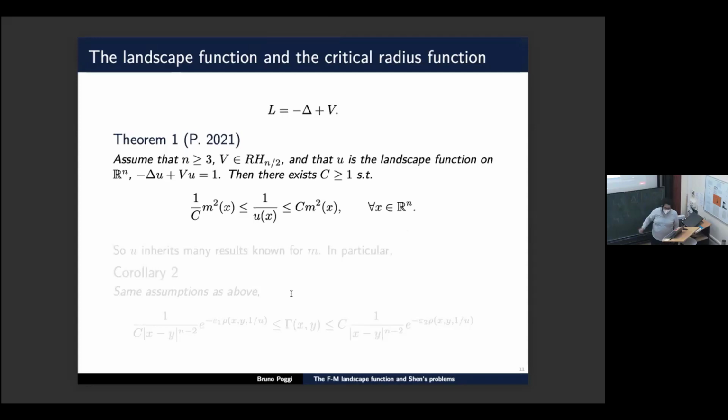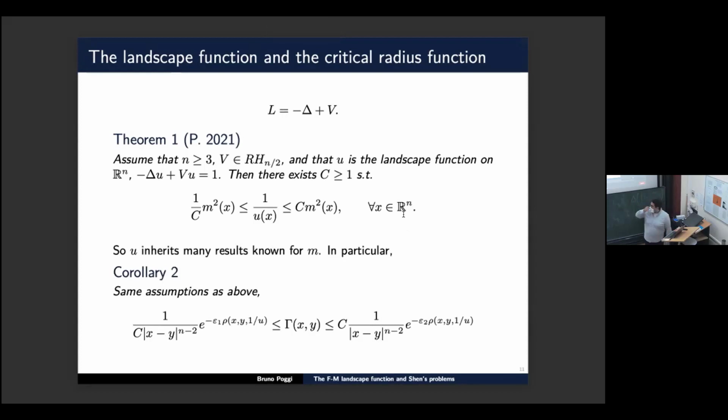They are pointwise equivalent. So assuming that you're in 3 dimensions or more, and V is in a reverse Hölder class, n over 2, and u is the landscape function on R^n, which exists, it's just a technical point in this case, then there is a constant, and you can compare them. They're pointwise equivalent. There are several corollaries of this. The first that I want to say is that, therefore, the sharp exponential decay of the fundamental solution can also be written in terms of Agmon distance with 1 over u.